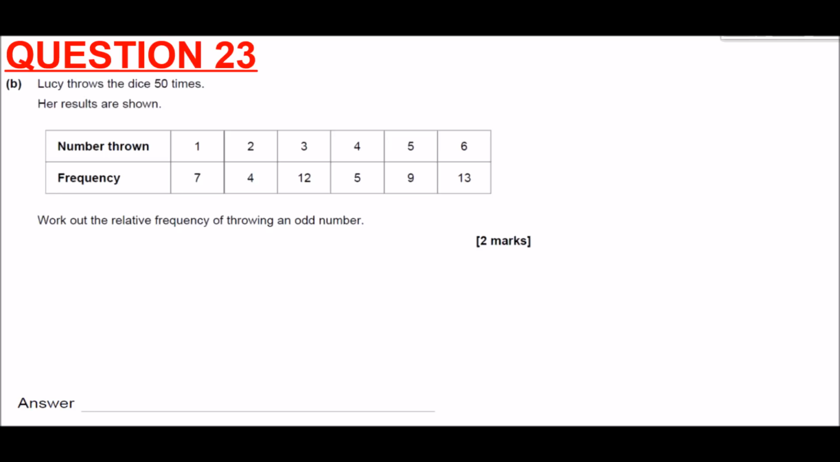Part B, Lucy throws the same dice 50 times. We've got a table showing her results. We need to work out the relative frequency of throwing an odd number. And so an odd number is going to be a 1, 3, or 5. The even numbers on the dice are 2, 4, and 6. And so the odd numbers are 1, 3, and 5.